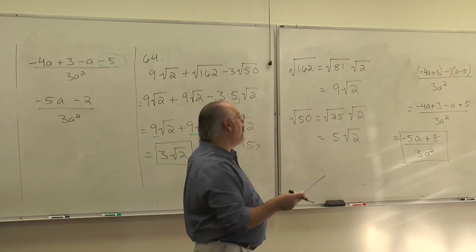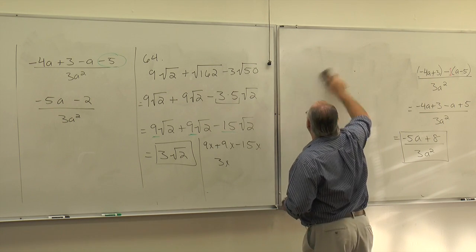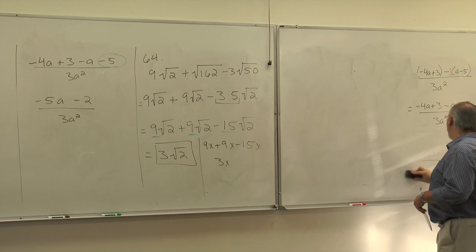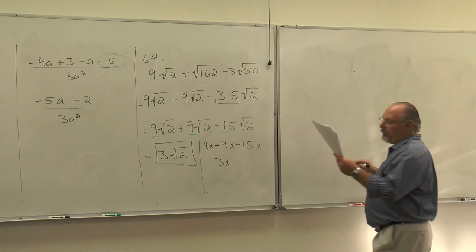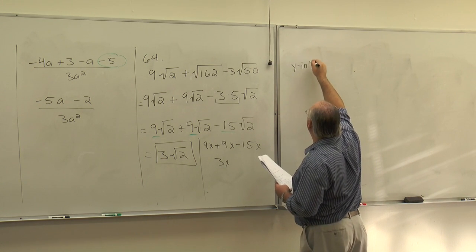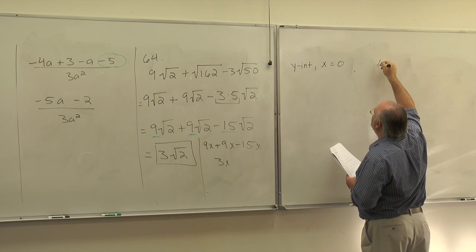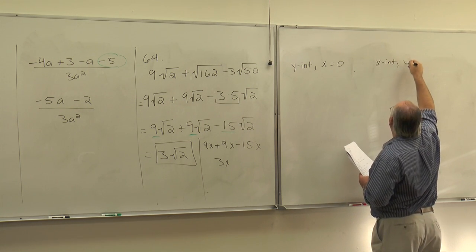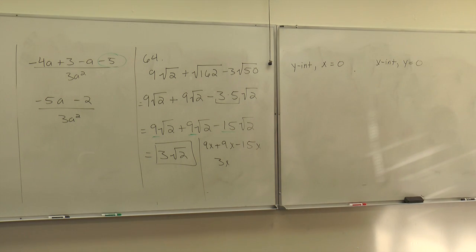All right? Remember, the y-intercept is where the line crosses the y-axis. And on the y-axis, you know that x is 0. Right? So to find the y-intercept, you set x equal to 0. To find the x-intercept, you let y equal to 0. Now, looking at the answers here, I'm okay with teaching you guys how to take the test a little bit.